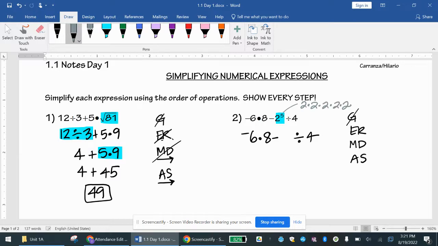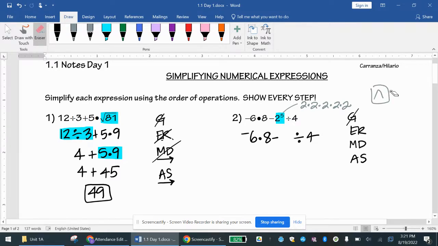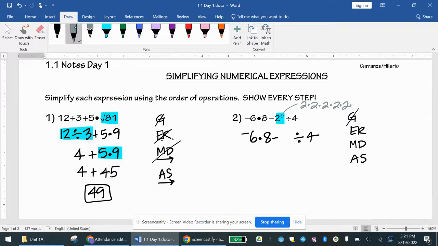If you have a calculator, usually for exponents, you use this button. It looks like an upside down B. If you need help figuring out how to put exponents in your calculator, let me know. 2 multiplied with itself 5 times gives you 32. And you're ready to move on to the next step because there are no more exponents or roots.